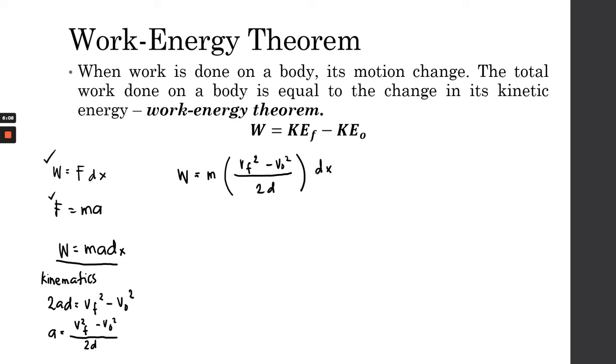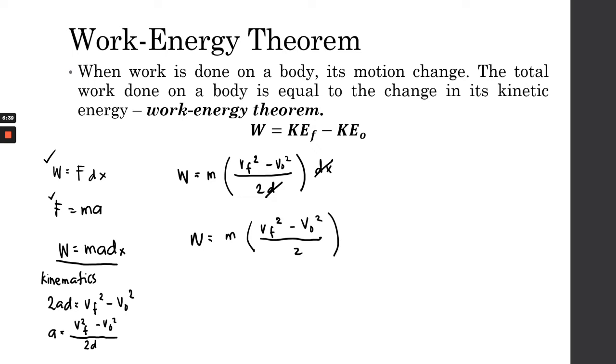And this d here and this dx are basically the same. Now this is the distance traveled, and what we're measuring here is the total distance traveled if we are solving for work. Hence, we can actually cancel these two. What we're going to end up with is work is equal to the mass of the object multiplied by the final velocity squared minus the initial velocity squared divided by 2.